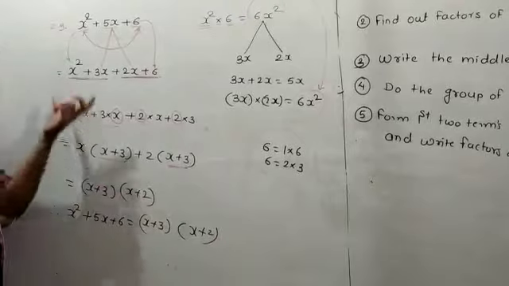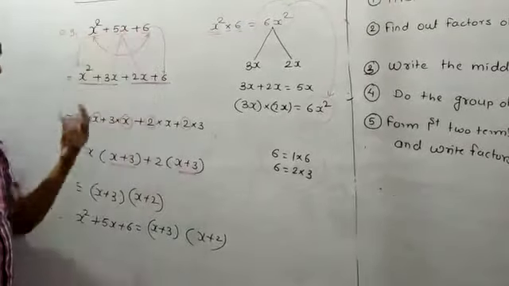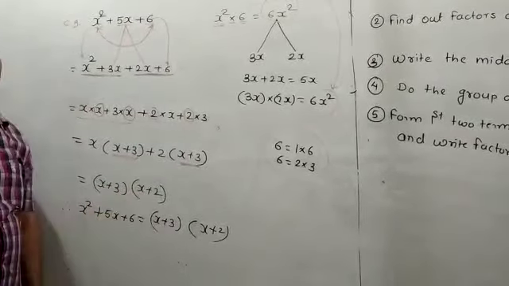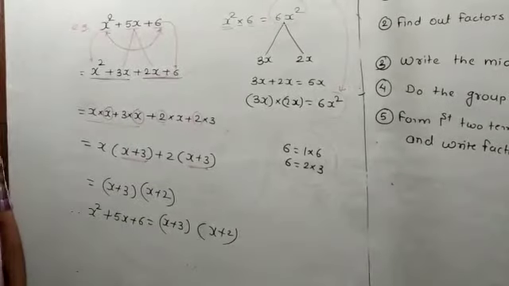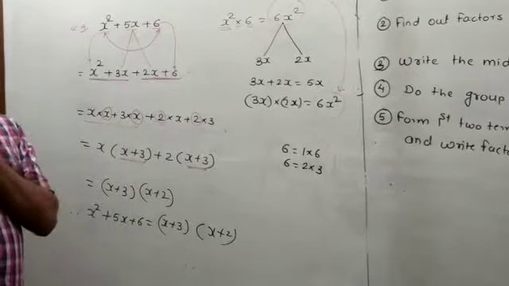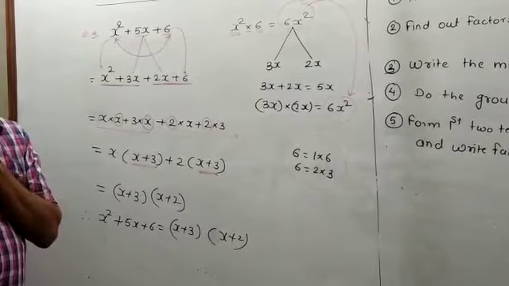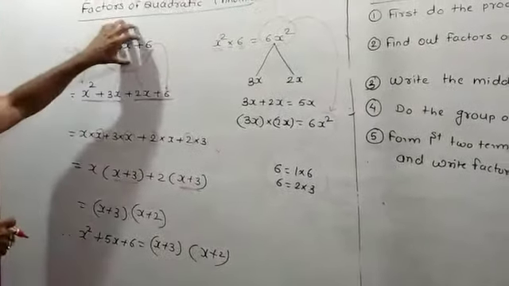So the factors of this x square plus 5x plus 6 is equal to x plus 3 in one bracket, x minus 2 in another bracket. Again I will explain. This is the new concept for you. So this is the quadratic trinomial.